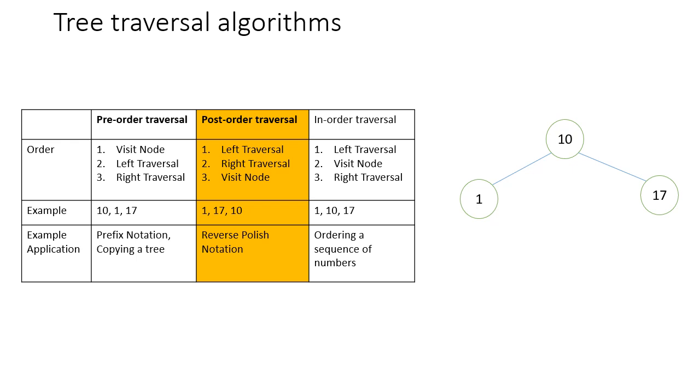Then we'll finally look at post-order traversal. In this situation, you traverse to the left, then to the right, and then you visit the node. So in this sequence of numbers, we'd visit them in the order of 1, 17, and 10, and this is used for reverse Polish notation.